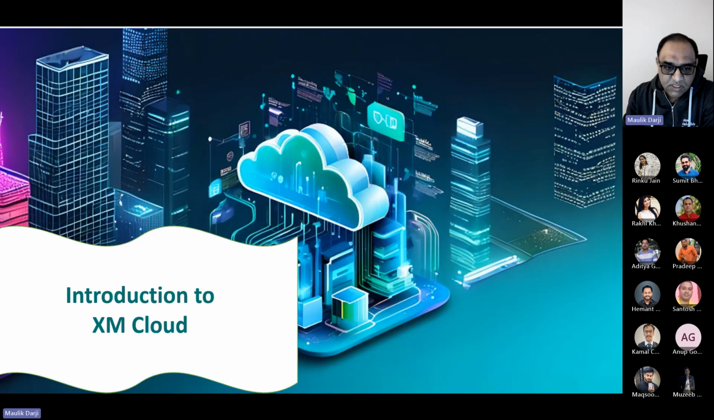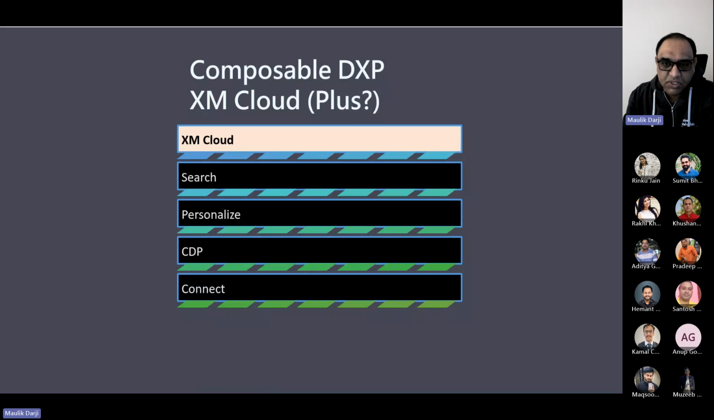Most people know what XM Cloud is. If I say it in very layman terms, if you know Sitecore, it is just the CMS. It does not have any CD, it does not have search, personalization, or XDB, nothing there. XM Cloud is pure CM, but that is Cloud CM. So the client saves a lot of money compared to an on-premise setup.